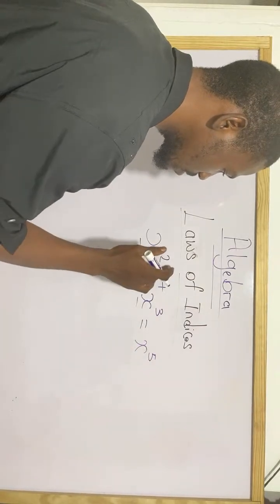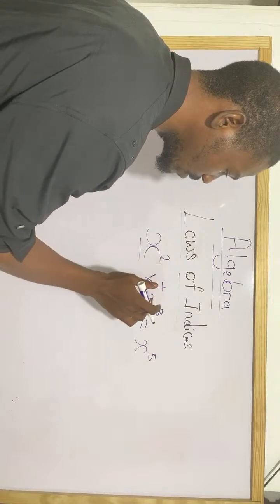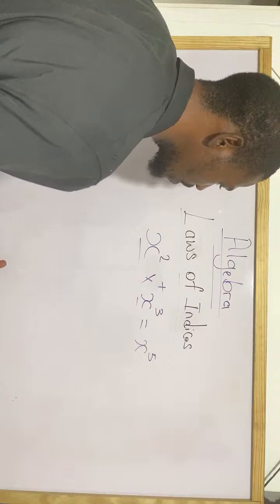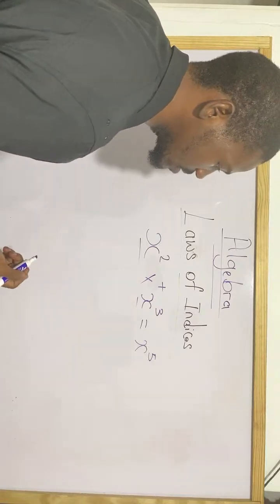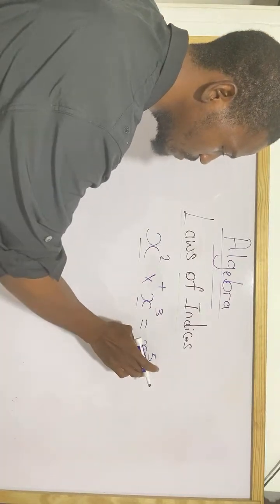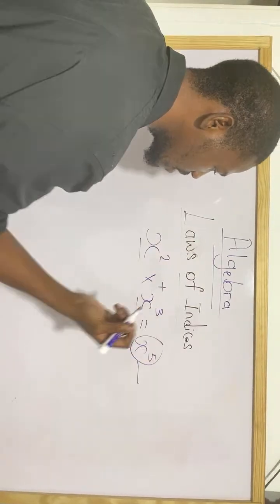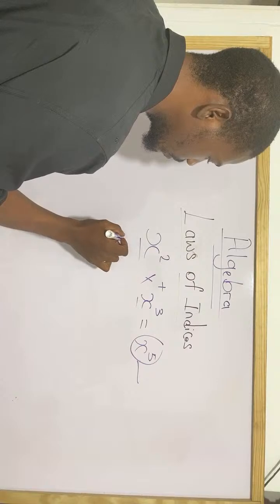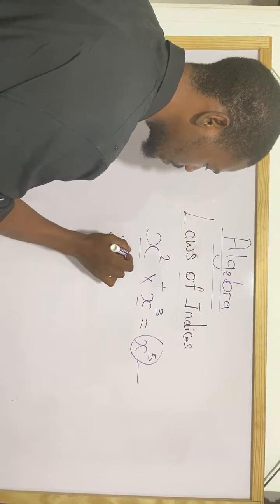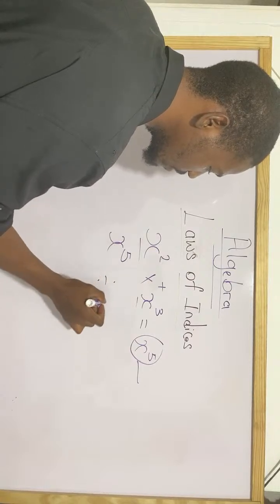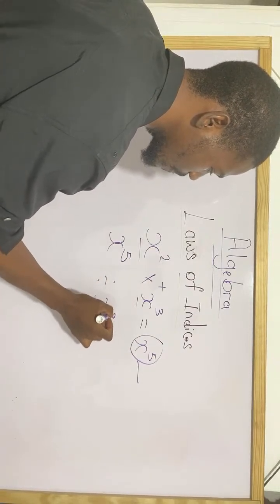So x squared multiplied by x cubed gives us x to the power of 5, right? The next thing that we have to understand now is that this is x to the power of 5, and this is just that. That is correct. And if we look here now, we could also have x to the power of 5 being divided by x to the power of 3.